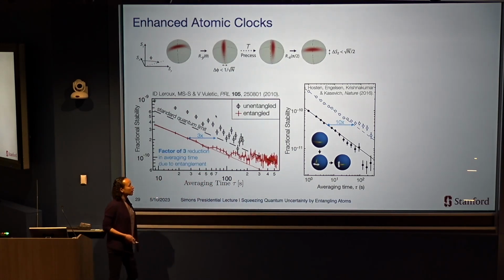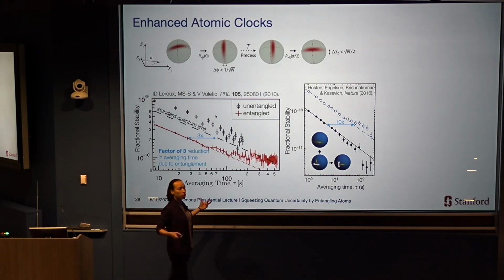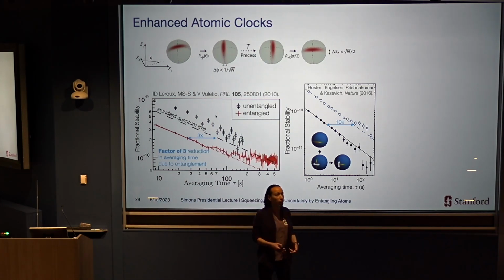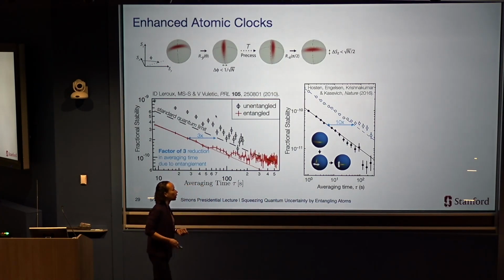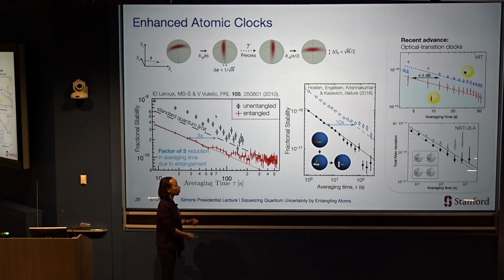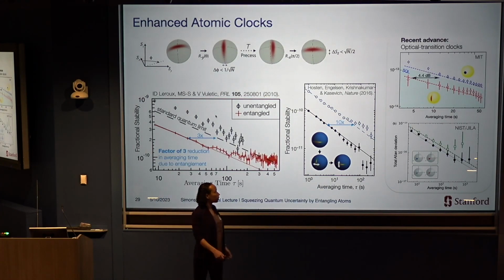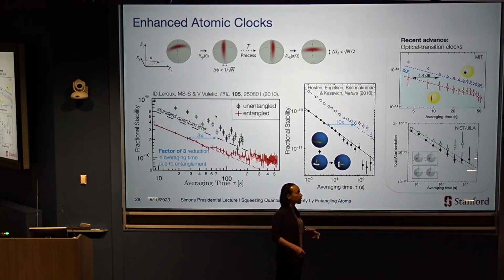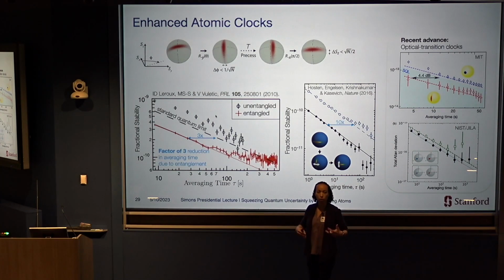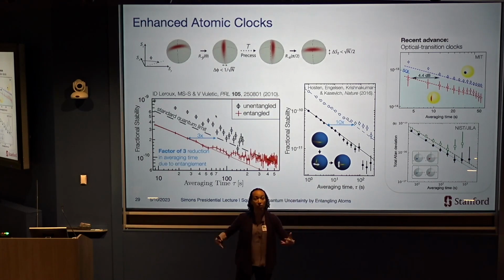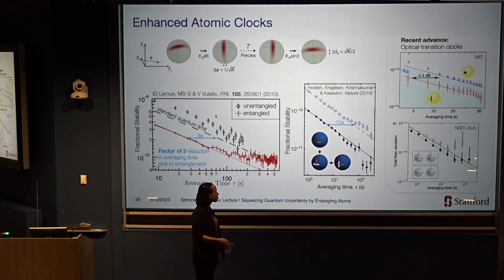And more recently, taking these tools, which we demonstrated as a proof of principle, and starting to apply them to those really best clocks that, I mentioned earlier, wouldn't be off by more than a second if you'd started them when the universe began. These are experiments from just the past couple of years, taking this idea of squeezing quantum uncertainty and applying it to getting closer and closer to improving the state-of-the-art clocks by entanglement.